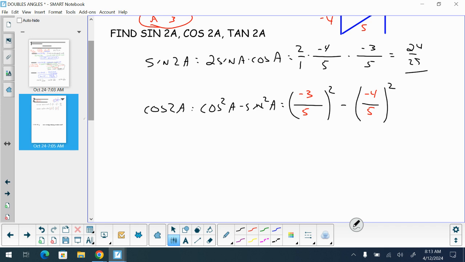The negative 3/5 and negative 4/5 we just did up top. Cosine was negative 3/5, sine is negative 4/5. Square all the quantities. Now remember, when you square a negative, you get a positive.